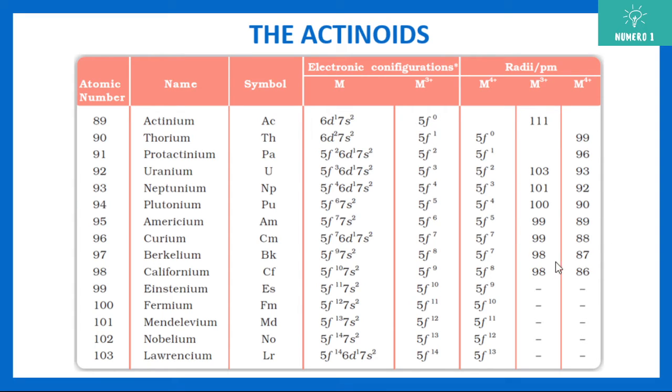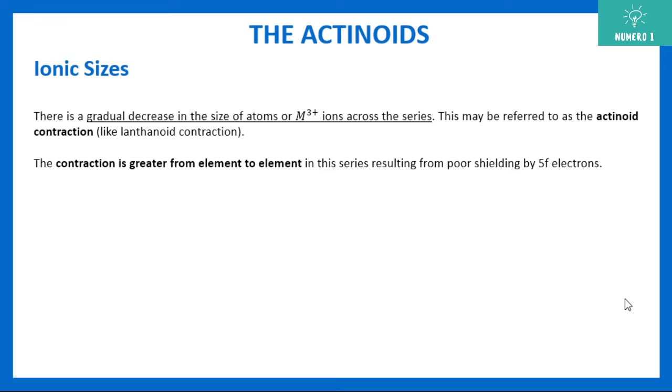Now this decrease in radii is attributed to actinoid contraction, which is due to the poor shielding effect of 5f electrons. So the gradual decrease in the atomic size and M3+ ionic size is actinoid contraction, exactly the same way we studied lanthanoid contraction. The contraction is greater from element to element in this series because of the poor shielding effect of 5f electrons. Remember that in lanthanoid contraction the poor shielding was due to 4f electrons, whereas in actinoids it's 5f electrons, which are much poorer in shielding.